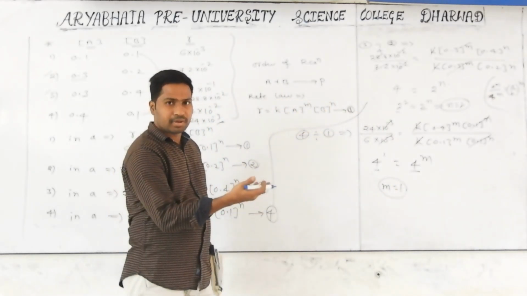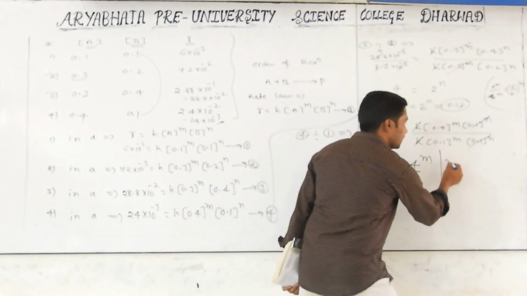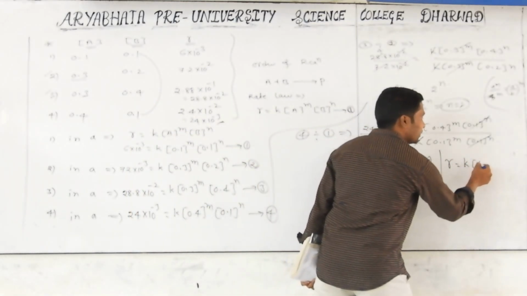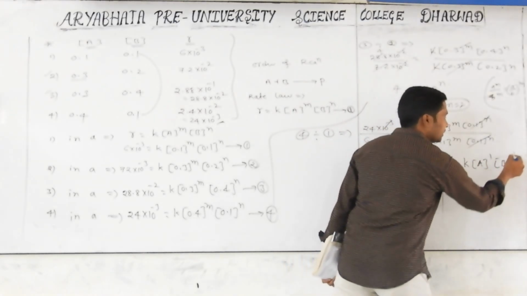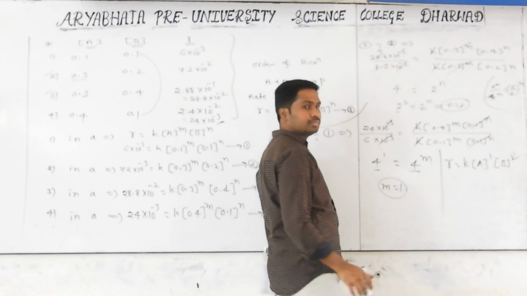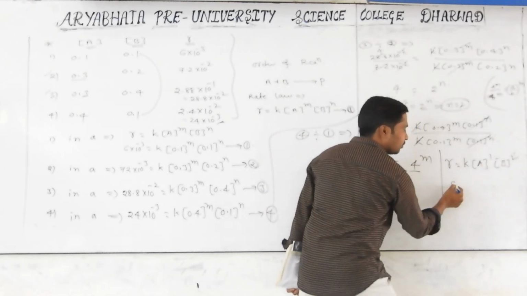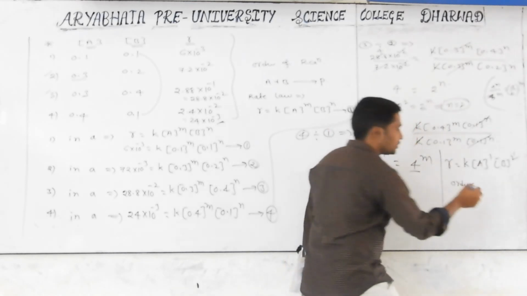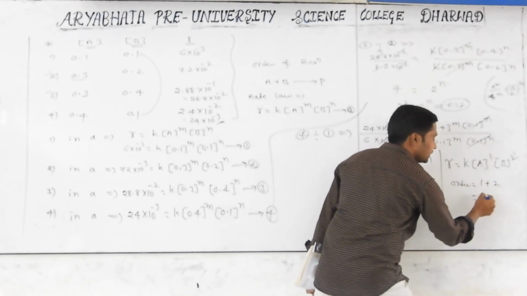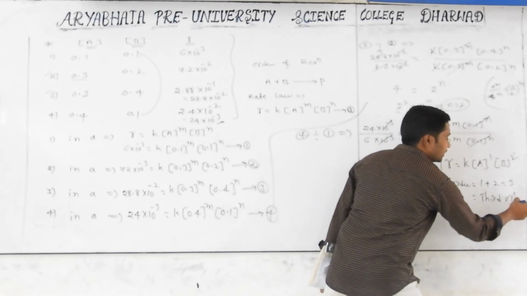We got A power m, we got B power n. Then we can write the rate law: R is equal to K into A power 1, B power 2. Just now we got it. With respect to A, first order. With respect to B, second order. But I want overall order. What is the overall order? Sum of the powers. 1 plus 2 is nothing but third order. It is a third order reaction.